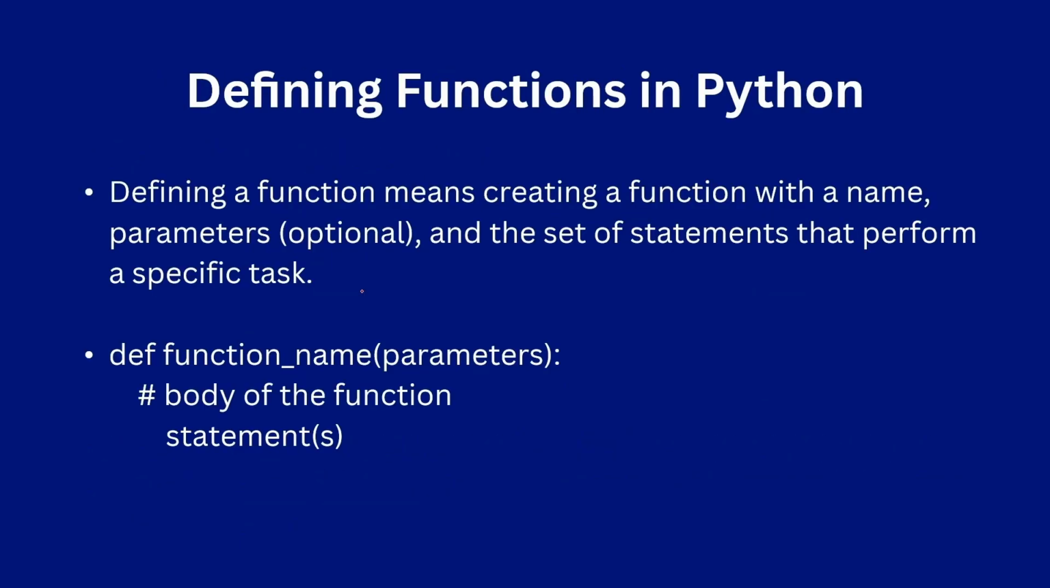So the next topic is defining functions in Python. Defining a function means creating a function with a name, optional parameters, and a set of statements that perform a specific task. Here, when we define a function, we use the def keyword. Then we write the function name. Then we pass parameters. Parameters are the arguments that we saw last time, like we passed a and b. Then we have the body of the function. That means we have the statements, like earlier we were just printing hello world, right? So this is how we define functions in Python.